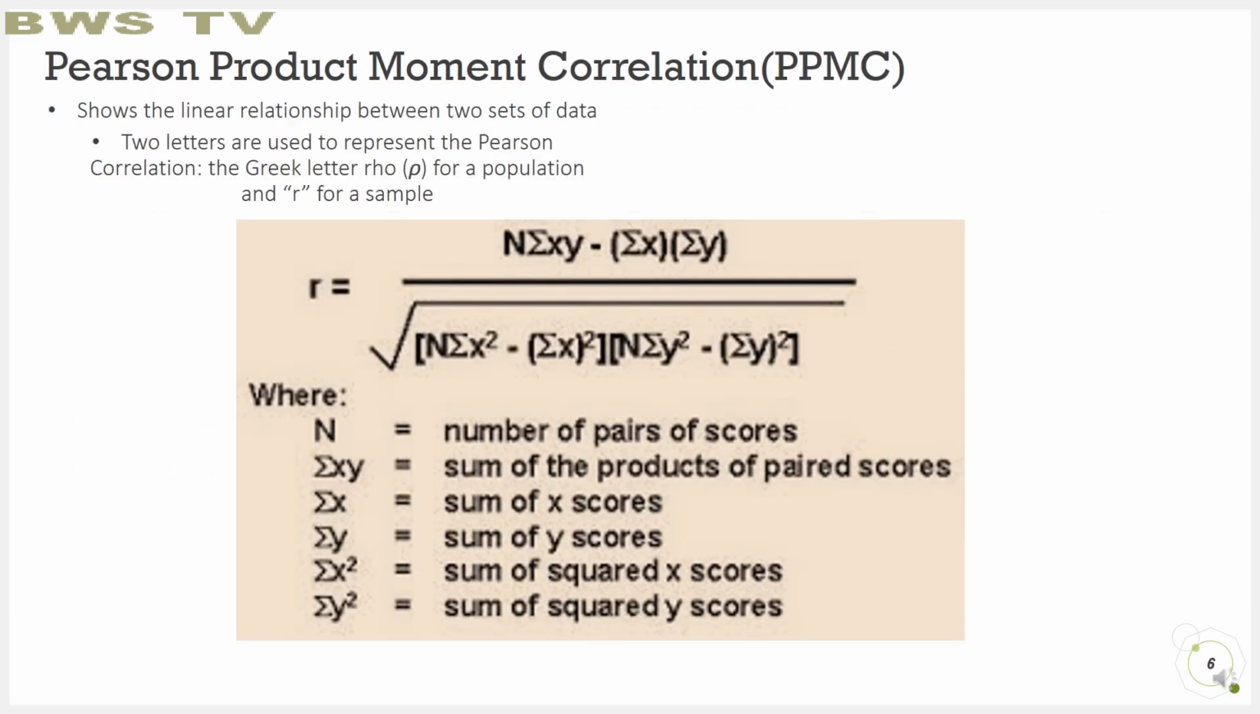So, the Pearson product moment correlation, or the PPMC. This shows the linear relationship between two sets of data. Two letters are used to represent the Pearson correlation: the Greek letter rho for a population and r for a sample. So here's the formula.